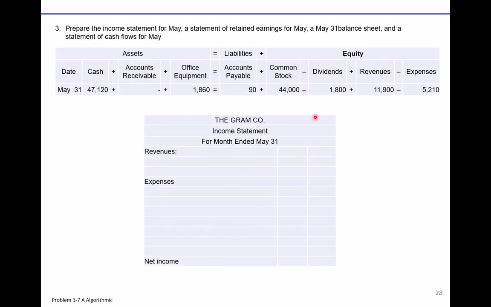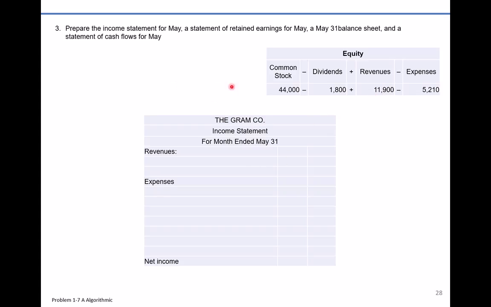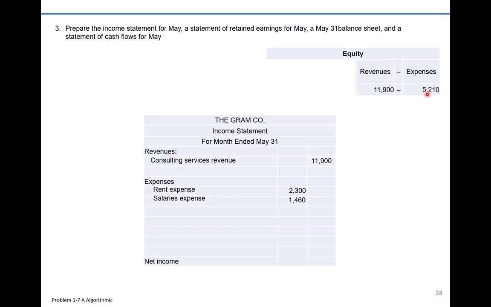So let's go ahead and take the data that we have for revenues and enter what revenues were for the period. We can get rid of all the other information we don't need and just really focus in on revenues and expenses and enter in what consulting revenues were for $11,900. Let's go ahead and list what expenses were. We saw earlier that included in our total expenses were rent expenses of $2,300. Included in this earlier number, salaries expense of $1,460.